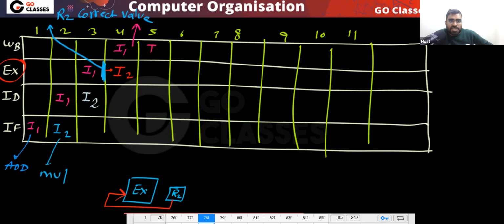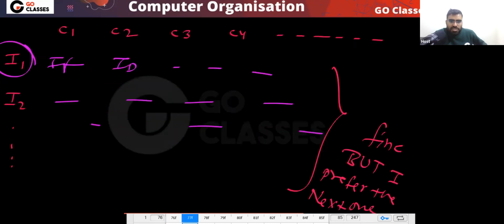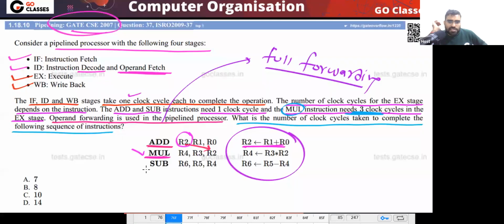No, because the question says that multiplication needs 3 cycles in the execution stage. It needs 3 cycles, then it will go here and then out. So when this multiplication I2 is in the ID stage, can we fetch the next instruction? Of course, you can fetch the next instruction, the sub instruction.